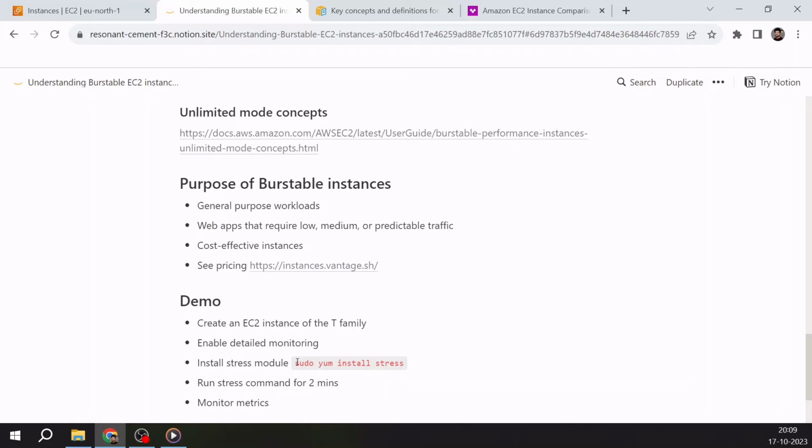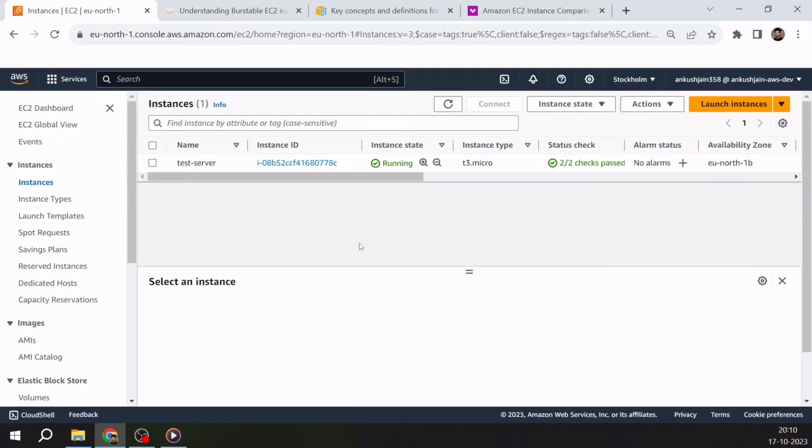Okay, so now we have covered all the theory. We have seen what burstable instances are, how burst happens, and what base utilization and CPU credit are. So now we will do a hands-on, and we'll see how things work in the real world. We will do a practical demo. For the practical demo, we are going to create an EC2 instance, apply some load on it, and we will see the metrics.